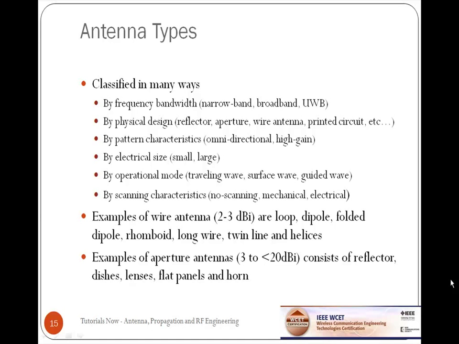Examples of the wire antenna, which typically gives 2 to 3 dBi of gain, are loops, dipoles, folded dipoles, rhomboid, long wire, twin wire, and helices. And examples of aperture antennas, which give somewhere from 3 to less than 20 dBi, consist of reflectors, dishes, which are normally used in satellite communications, lenses, flat panels, and horns.